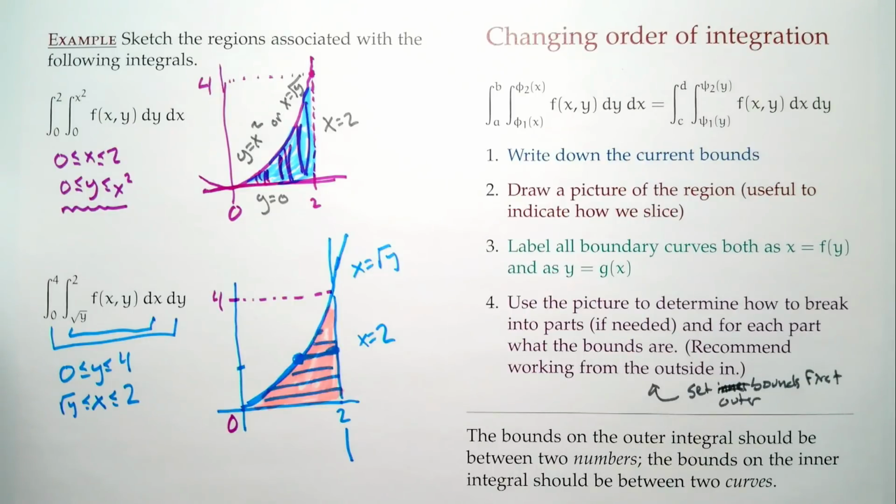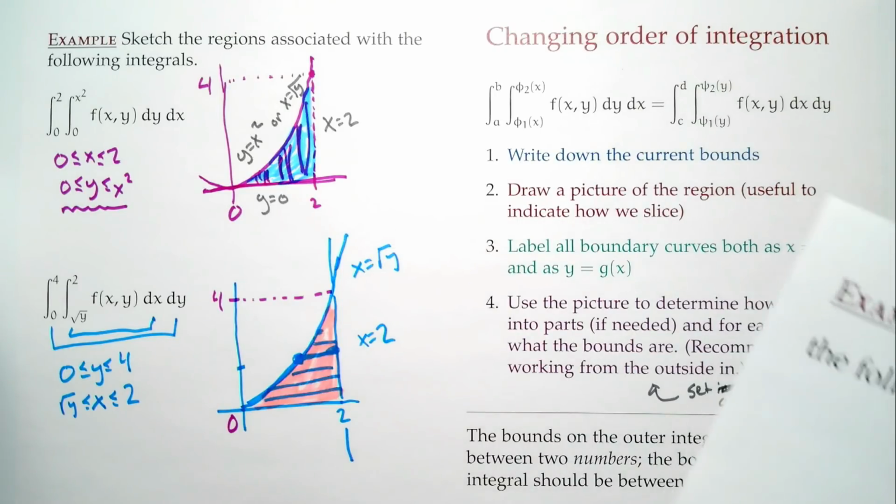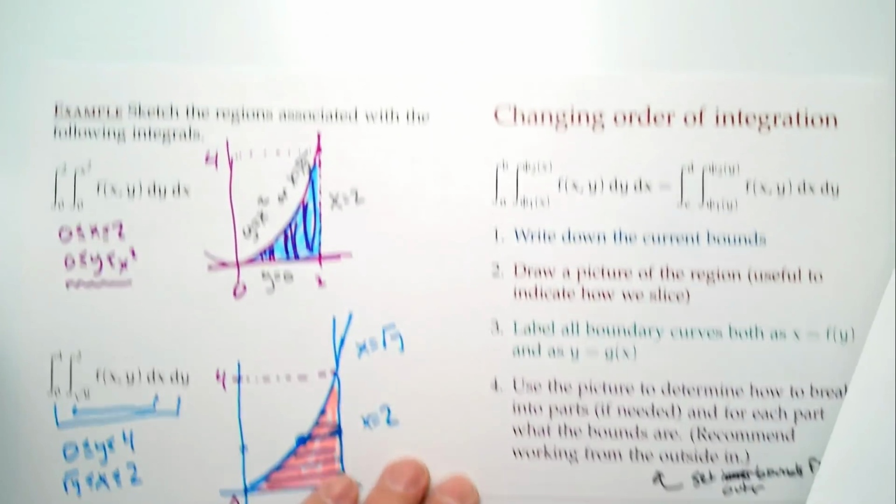And let's do some examples. Any questions about the process? All right. It's not so bad once you sort of get the flow of it. Figure out what the current region is, and then say, okay, how can I rewrite it in the other way?